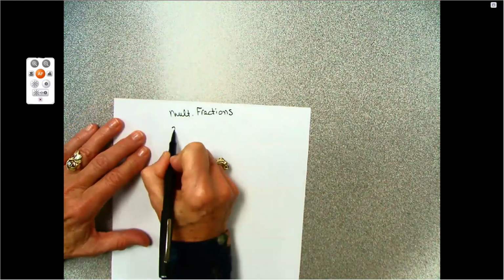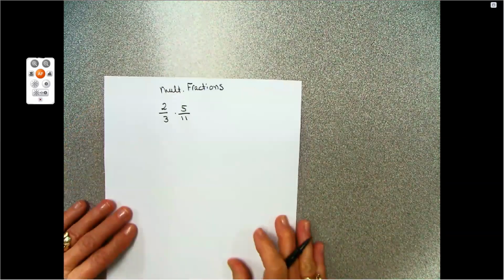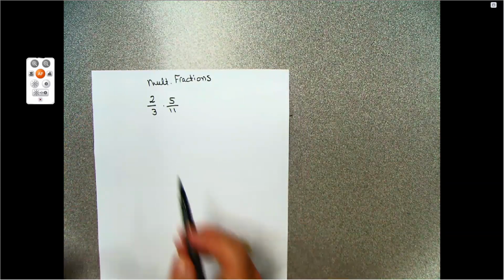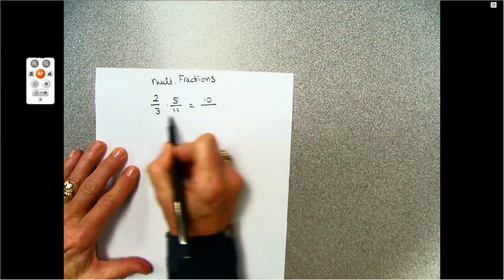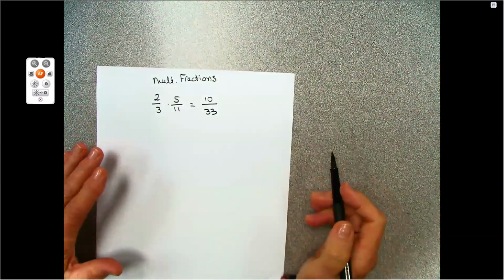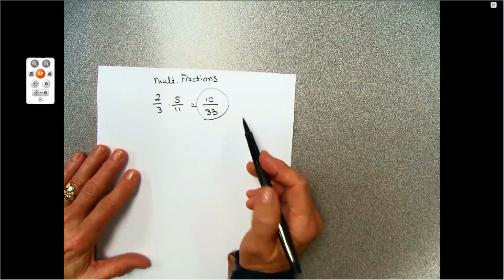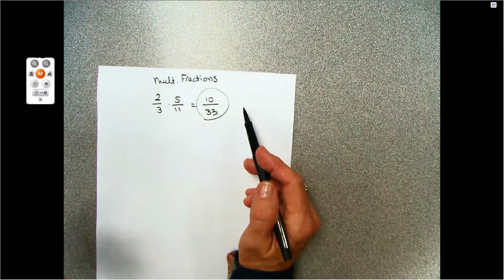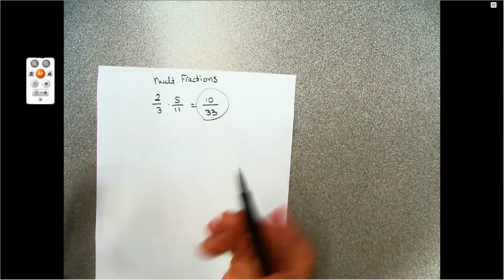Okay, when we multiply fractions, 2/3 times 5 over 11, multiplication of fractions is a piece of cake. We multiply the numerators, multiply the denominators, and simplify if we can. Multiplication of fractions is a piece of cake. Multiply the numerators, multiply the denominators. Of course, we simplify if we can.